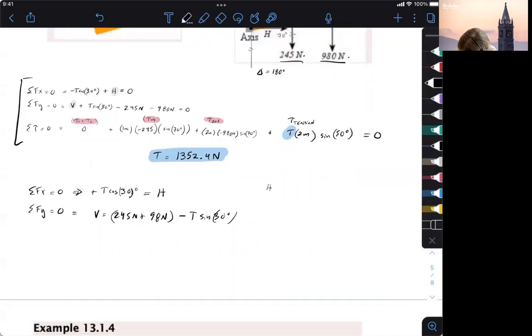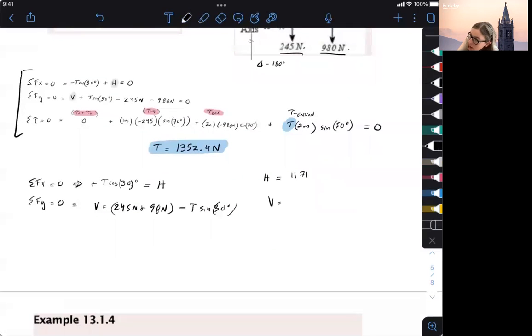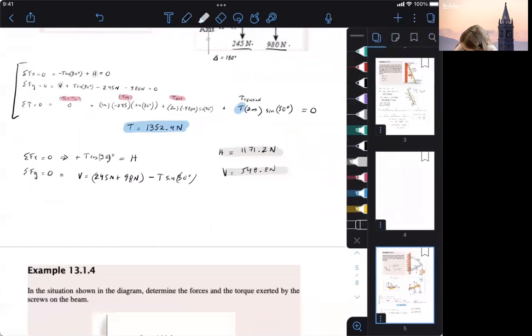So then I'm going to get, it's very annoying, sorry, H is equal to and V is equal to. So H is equal to 1171.2 newtons. And then V is going to be equal to 548.8 newtons. Okay, so far so good.